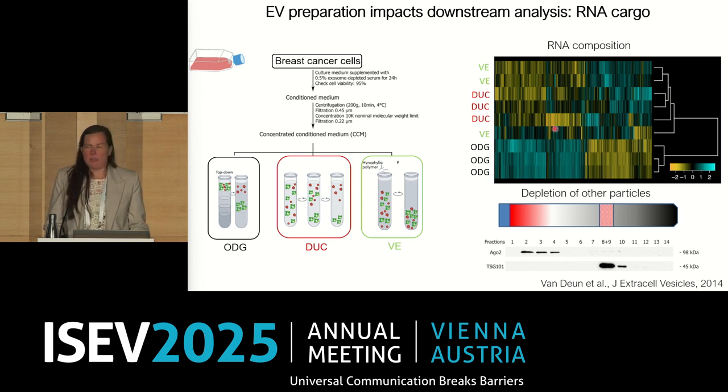Now, indeed, when we did a further in-depth analysis, we observed that it was only the density-based method that was able to deplete Argonaute-2 containing ribonucleoprotein complexes from the extracellular vesicles. So, which were co-isolated in the other two methods, indicating that the RNA profile that we observed here with the size-based and the volume-excluding polymer was confounded by Argonaute-2 ribonucleoprotein complexes that are also known to stabilize and carry RNA.